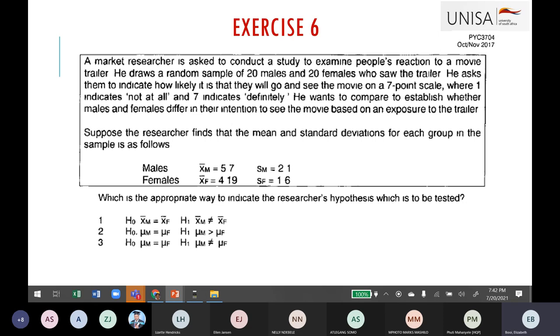Okay, so a market researcher is asked to conduct a study to examine people's reaction to a movie trailer. He draws a random sample of 20 males and 20 females who saw the trailer. He asks them to indicate how likely it is that they will go and see a movie on a 7-point scale, where one indicates not at all, 7 indicates definitely. He wants to establish whether males and females differ in their intention to see the movie based on exposure to the trailer. Suppose the researcher finds that the mean and the standard deviation for the group samples is as follows. They've given you the measures, which is the appropriate way to indicate the researcher's hypothesis to be tested?